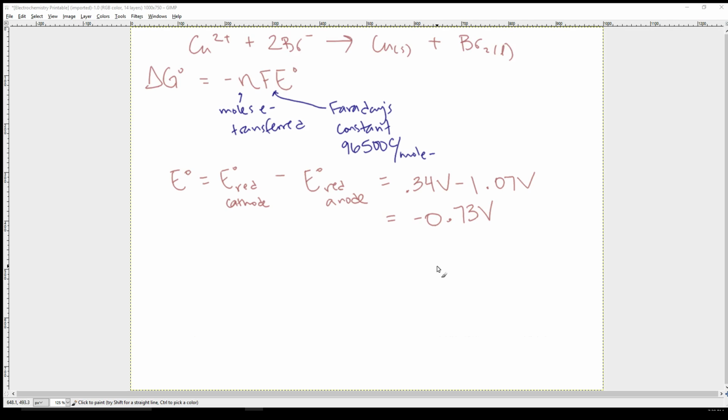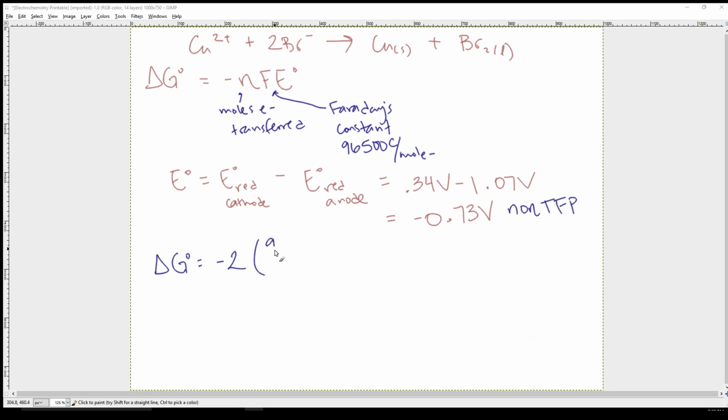Does it make sense that this one would be negative? Yeah, it should, because they're using electrolysis to make it happen, which means it didn't happen on its own. It is non-thermodynamically favorable. Okay, cool. So now I think we have everything we need to find delta G standard. How many electrons are transferred between copper and bromine? There are 2.